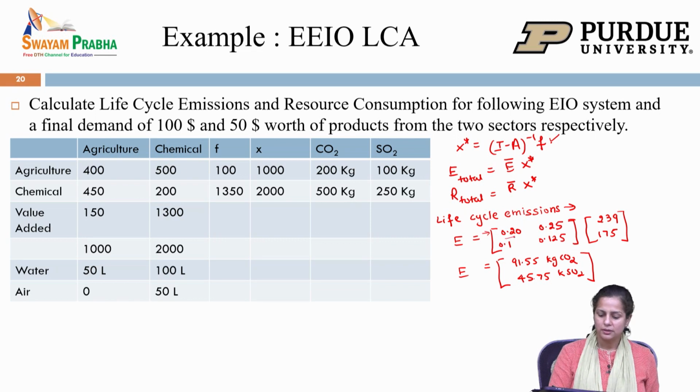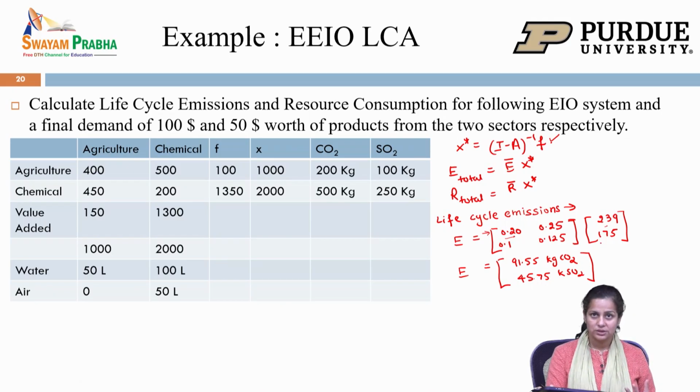So, this is basically the kg CO2. You multiply this with the x1. So, 0.20 times 239 will tell you total CO2 from sector 1, 0.25 times 175 gives you total CO2 emission from sector 2. When you add those, that is the total CO2 emissions in the economy to support this final demand, which gives x star as 239 and 175.